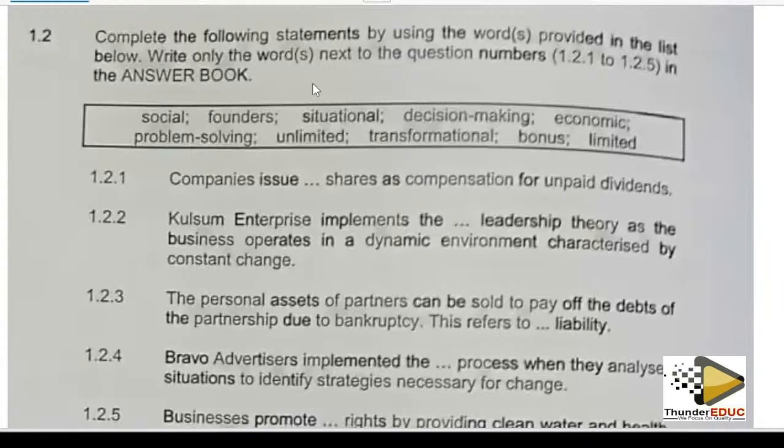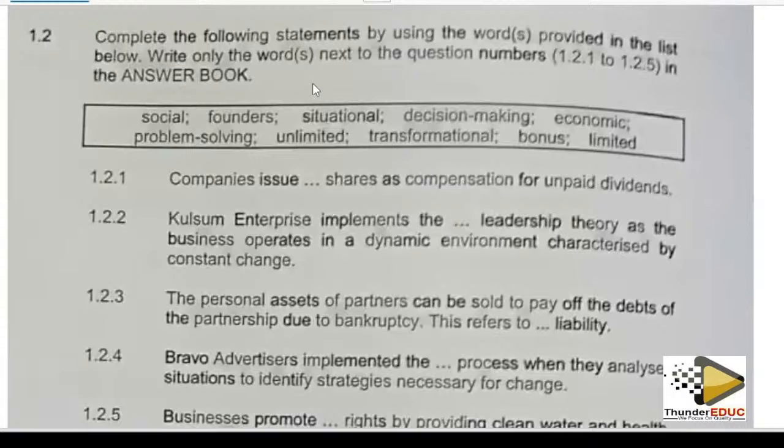Decision making, remember, is when the manager or a leader compare options. Then from the options given, then he selects the appropriate or the best option amongst the list that he has in store. Okay, also we have economic. Economic, remember, it has something to do with the price of goods and services. Then we also have the problem solving. Problem solving in the same manner, it is in line with the decision making.